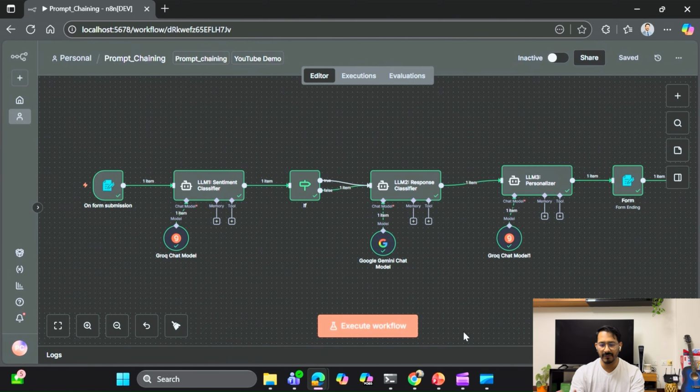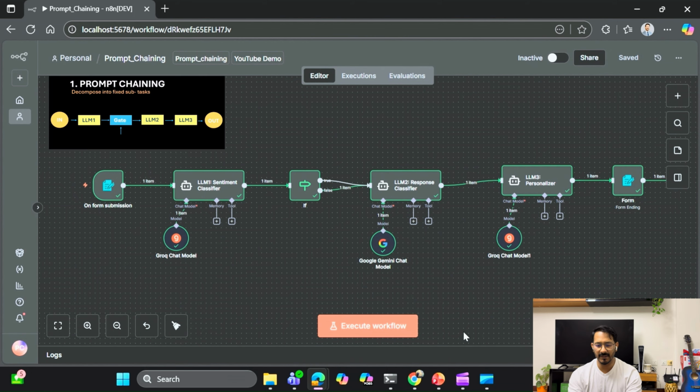And if you see here, it's a very similar structure of the pattern that I see. There is an input form submission, and there is an output on the form submission where we want to see the responses. And then there is LLM1, which is a sentiment classifier, because I want to try a sentiment classification, and based on the sentiment classification I want to get a predefined tonality of the response, a personalized response. Okay, so let's deep dive.